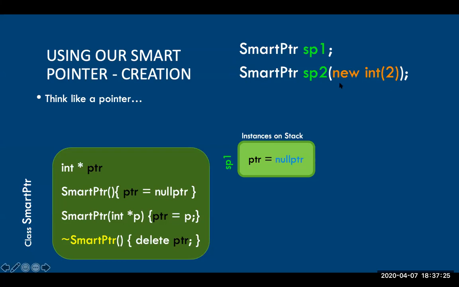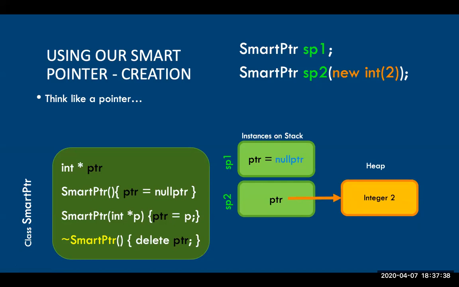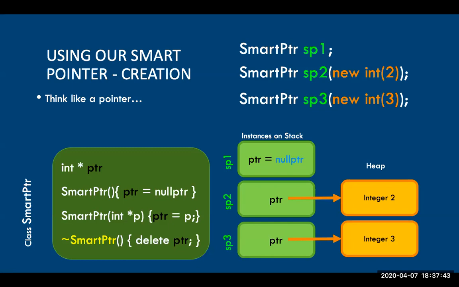When we use the standard library, it's going to work just like this. We're going to pass in pointers to things that are on the heap as raw data, and then from then on, we'll operate through the name of the instance, sp2 or sp1. So there's what sp2 would look like, and then we could do another one like that. So that's our creation, and that's how we want it to go for creation.